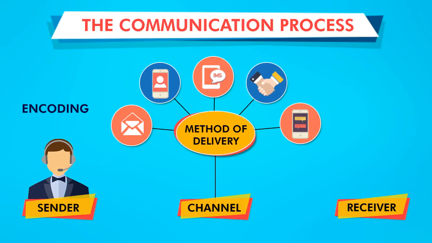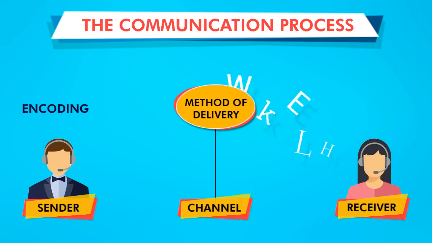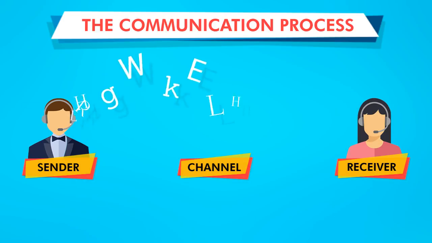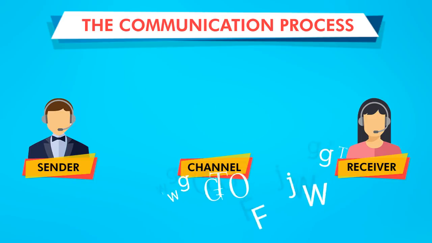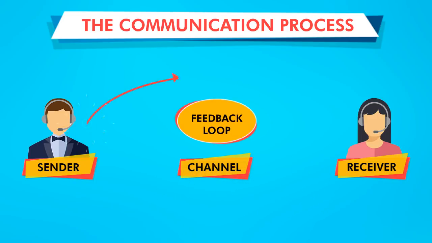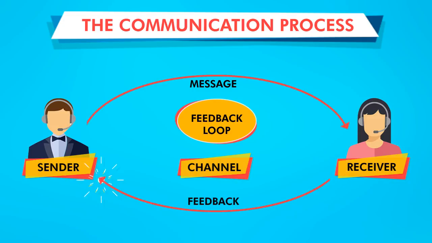The message then moves through the channel to the receiver, who completes the communication process by interpreting and assigning meaning to the message, which is also known as decoding. Now, since most communication exchanges involve a continued dialogue between senders and receivers, a feedback loop was added to the communication process.